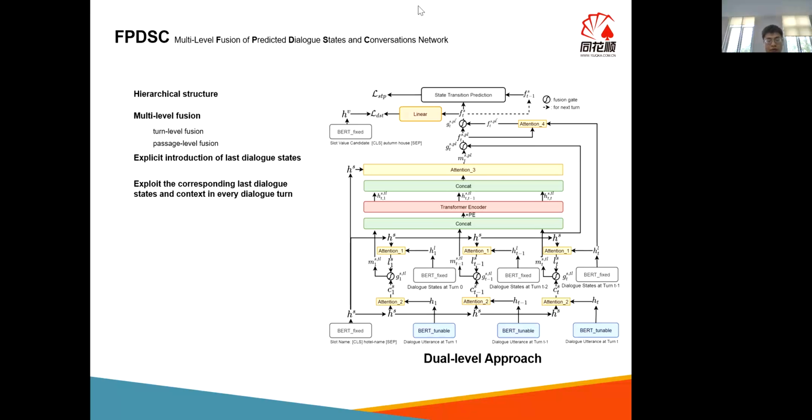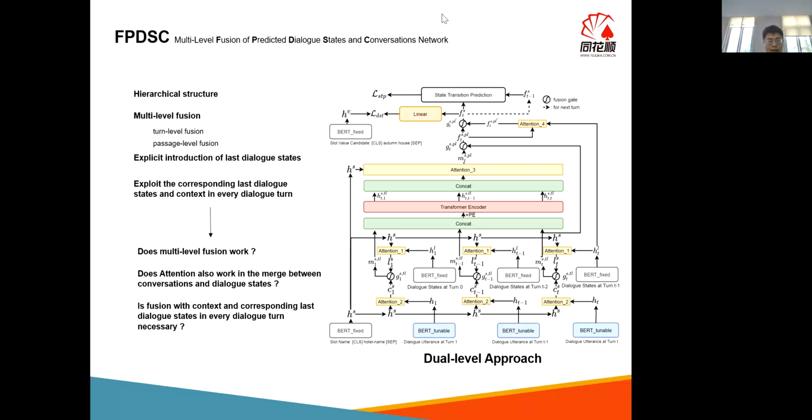The turn-level fusion gate is on the root of the model. It merges the information between the compositions and the corresponding last dialog states in each turn. The passage-level fusion gate is on the top of the model. It merges the representation of the dialog and explicitly introduces the last dialog states on the top.